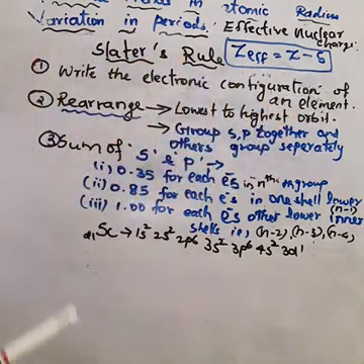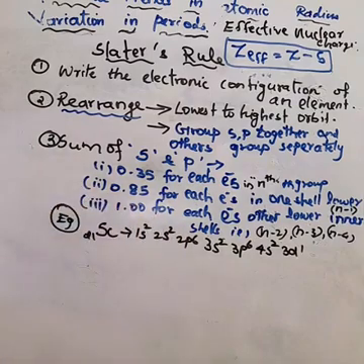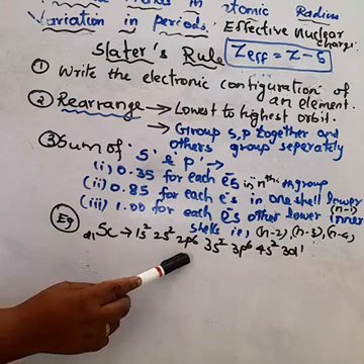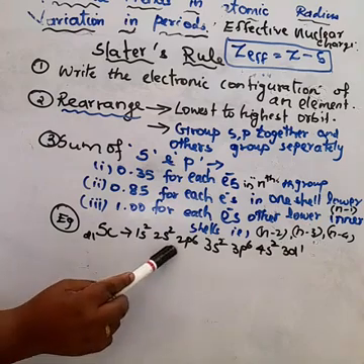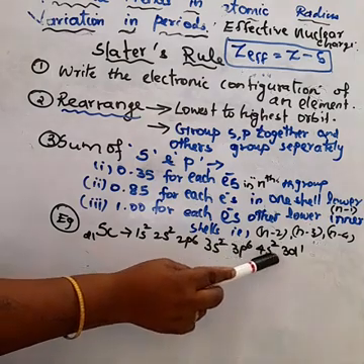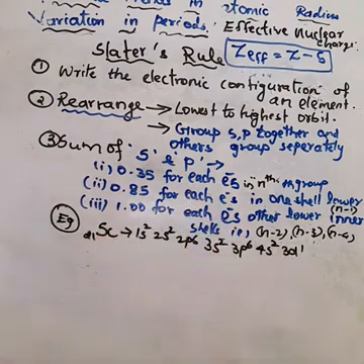Now I am taking one example, scandium. Scandium has atomic number 21. So write the actual electronic configuration for scandium, that is 1s2 2s2 2p6, 3s2 3p6. After 3p, the 4s orbital will come, 4s2 3d1. This is the electronic configuration for the scandium atom. But according to Slater's rule, we can rearrange.